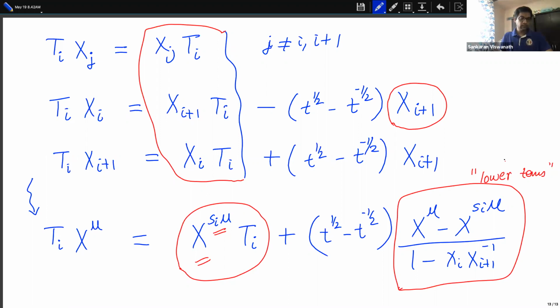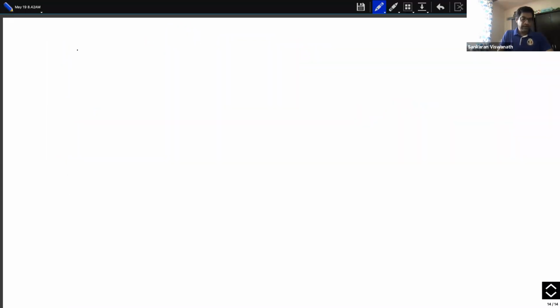The other point is that these terms will vanish if you symmetrize this. If I take not just x^mu, but all permutations of mu, so let x^nu range over S_n mu, you apply all the Weyl group elements, then if you apply T_i to this, that lower term vanishes.